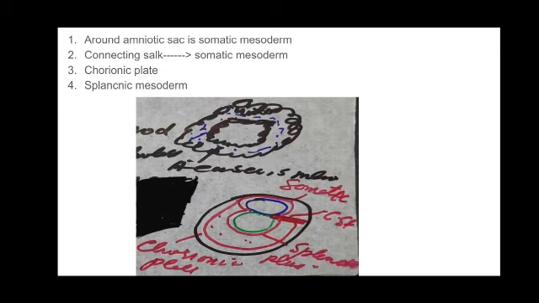And the mesoderm which is lining the inside of the trophoblast is given the name chorionic plate, and the mesoderm which is surrounding the yolk sac is given the name splanchnic mesoderm.